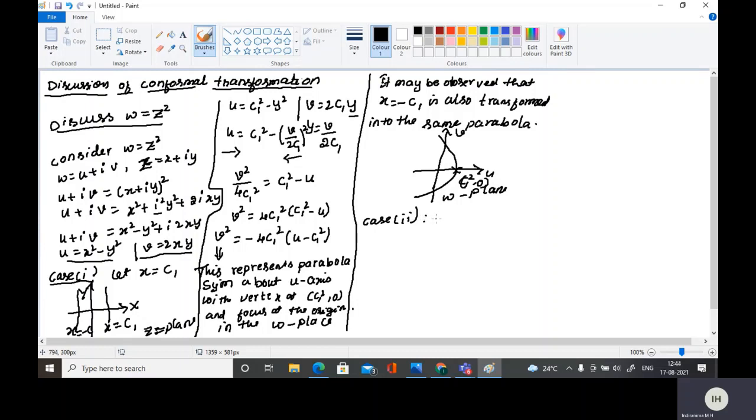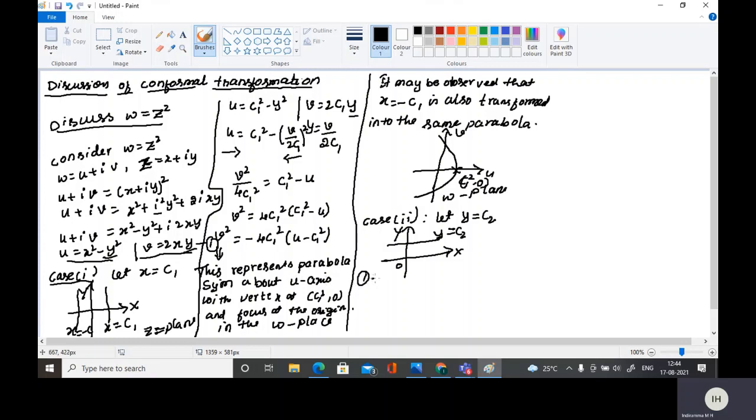So now I will consider y equal to c2. If you draw the line y equal to c2, this is a line parallel to the x-axis. Now we are going to find the image of this line in the w plane. Here we have to substitute the value y equal to c2, and here also y equal to c2. So this I will call system of equations 1.